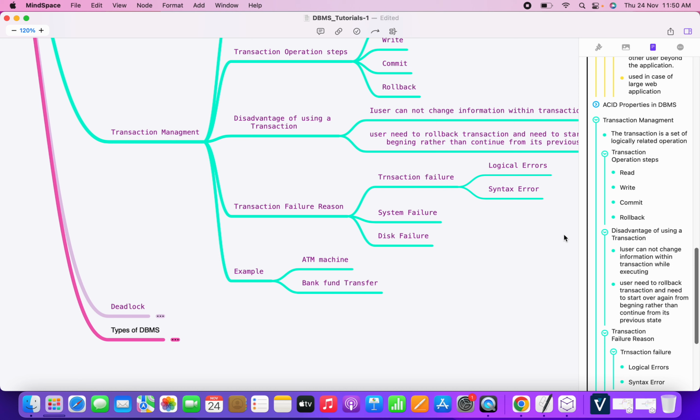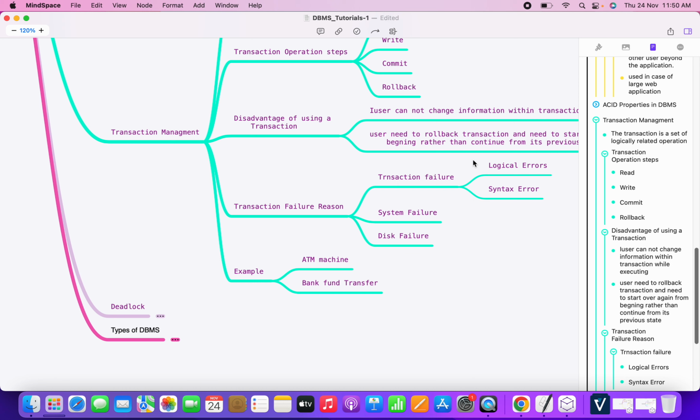You type, let's say, 5,000 rupees, and enter your PIN. Once the PIN is entered, it checks whether you have a sufficient balance to withdraw this amount. Otherwise it will throw an error saying you don't have enough funds to withdraw. That is one possible outcome. Once it is approved, you get the money from the ATM machine. This is how transaction management works.